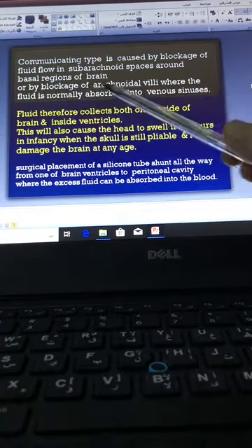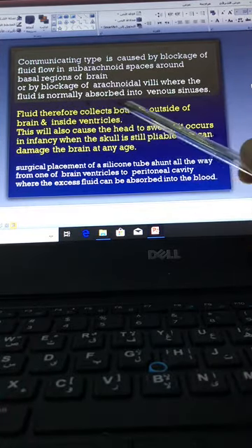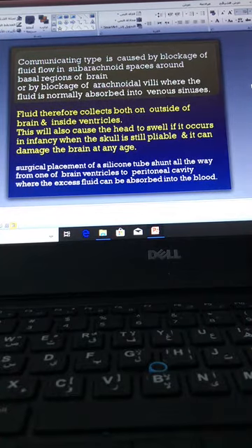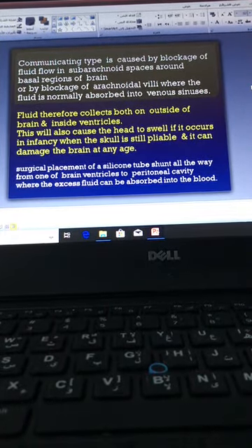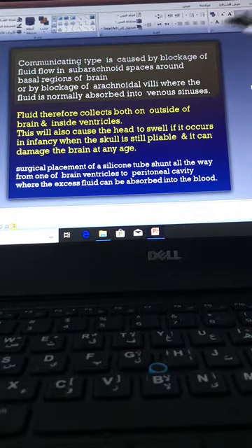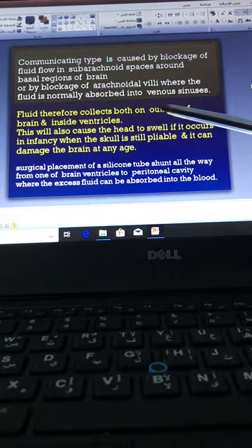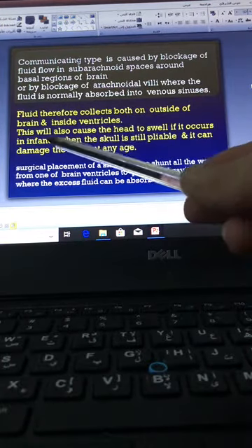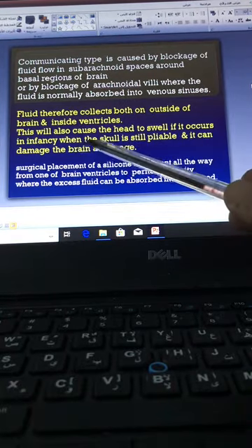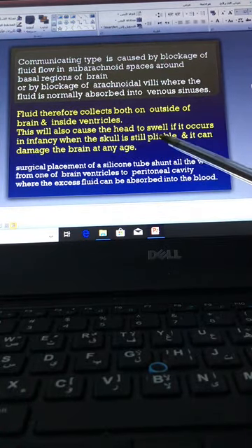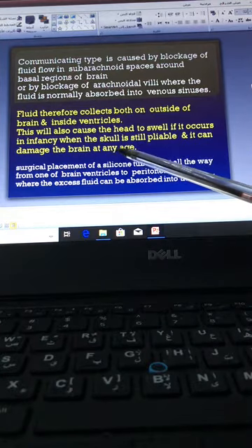The communicating type, the second type, is caused by blockage of fluid flow in the subarachnoid spaces around the basal regions of the brain, or by blockage of the arachnoid villi where the fluid is normally absorbed into the venous sinuses. So a problem at either of these levels, at the level of absorption in the arachnoid, results in the communicating type. Fluid therefore collects both on the outside of the brain and inside the ventricles. This will also cause the head to swell if it occurs in infancy when the skull is still pliable, and it can damage the brain at any age.